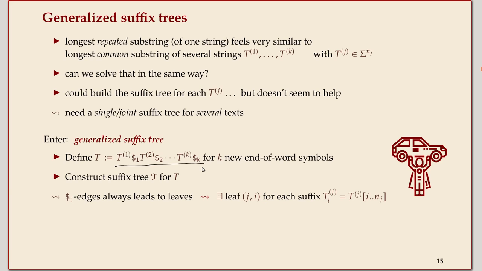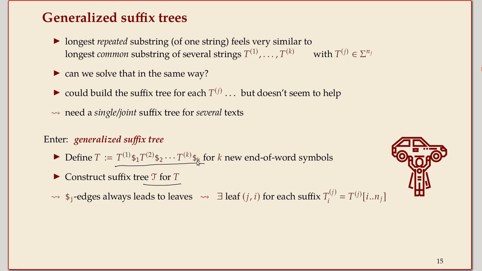One more time. You take the individual texts, the individual strings, you concatenate them, but at the boundary of the strings, you put a special marker, a new symbol in your alphabet that tells you now here's the end of one string and the next one starts. And you make those all unique so that you can tell which string starts at a given position. That gives you one long text, and you build the suffix tree on that. So essentially, the generalized suffix tree is the suffix tree for this text.